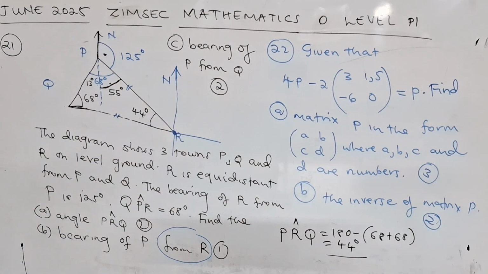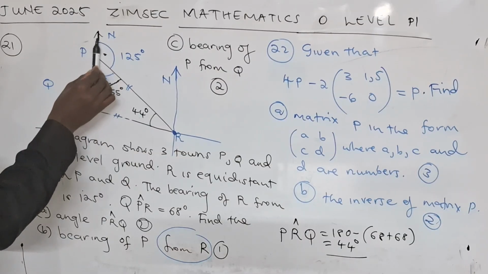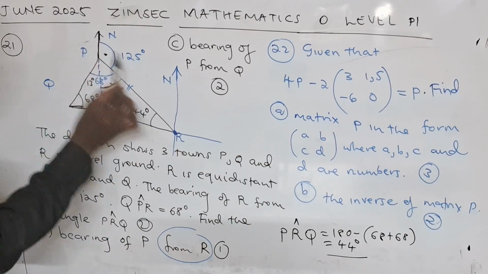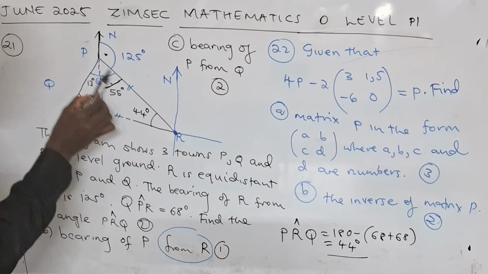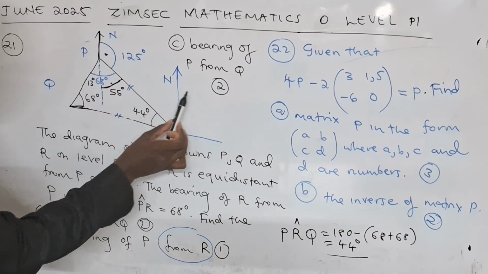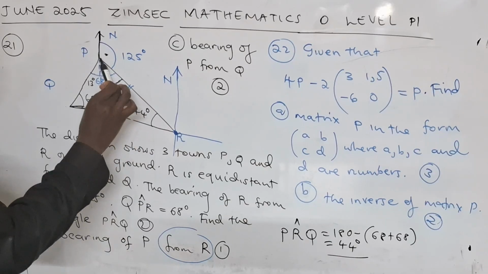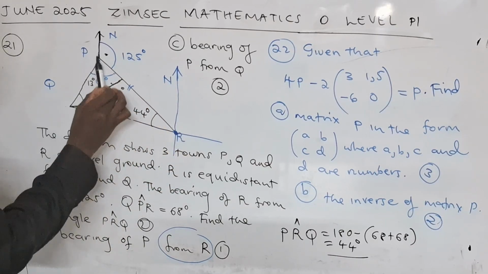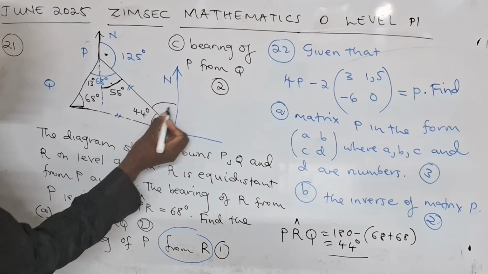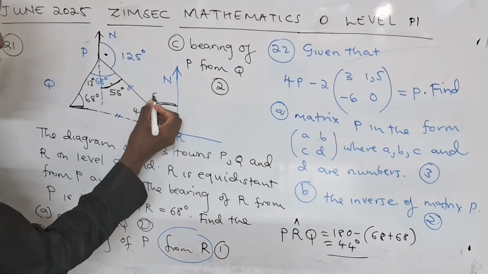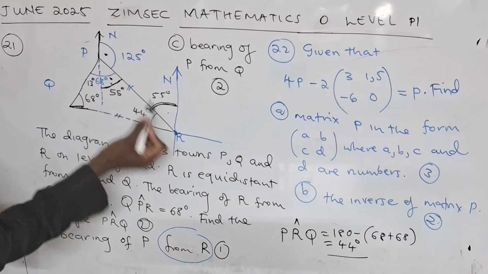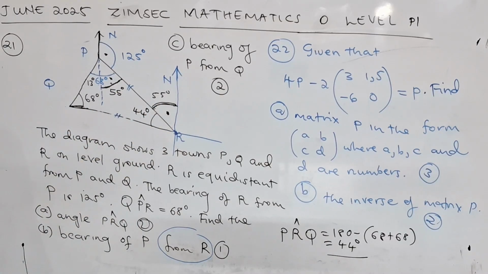Now this line is parallel to this line. And there is this line PR running from this line to this line. These two lines are parallel, which means a Z angle is being formed. This is an alternate angle. So if this is 55 degrees, it means this angle is 55 degrees. Why? Because this angle is alternate to this angle. So I have 55 here.